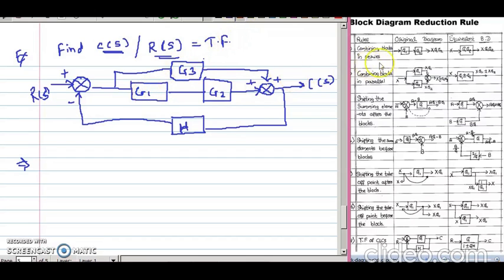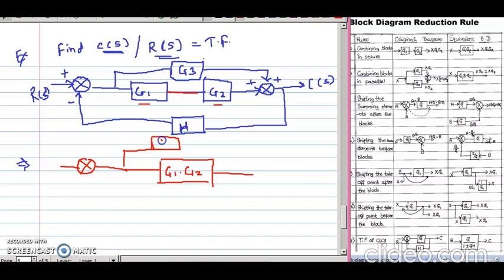We have rules in front of you. There are rules available, a total of 8 rules. Which rule is applicable here? See, which is the simplest step? See here, G1 and G2 both are in series. Once both are in series, what do we do? We can put a single block with the multiplication of the 2 blocks, right? So this is the single block we can replace the 2 blocks with, and we put here G1 into G2, right? And the remaining things are as they are.